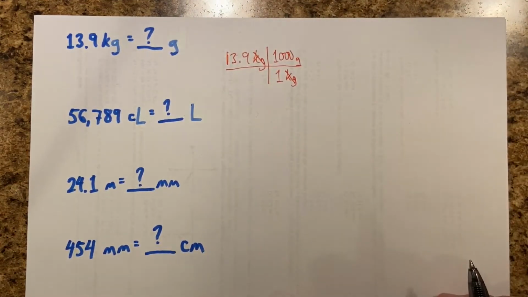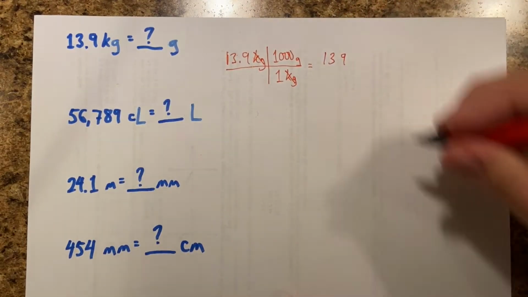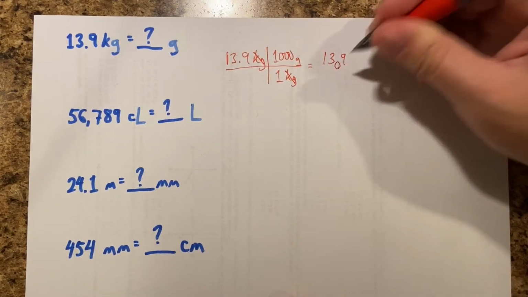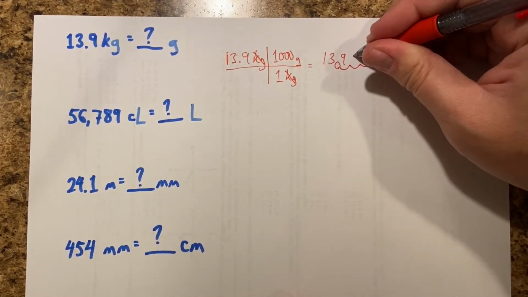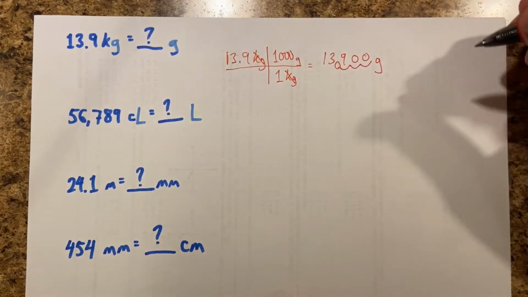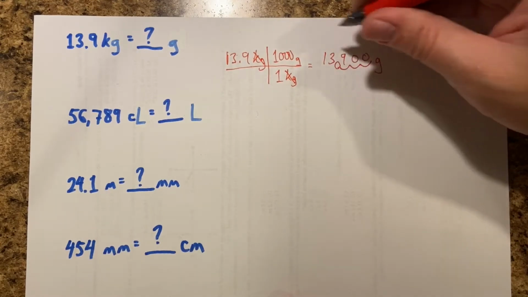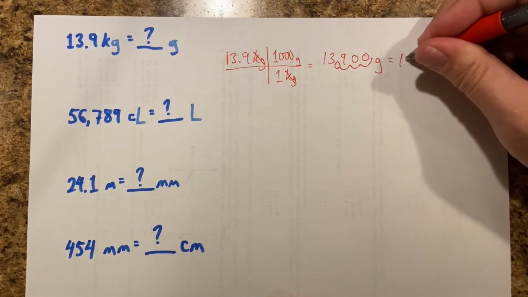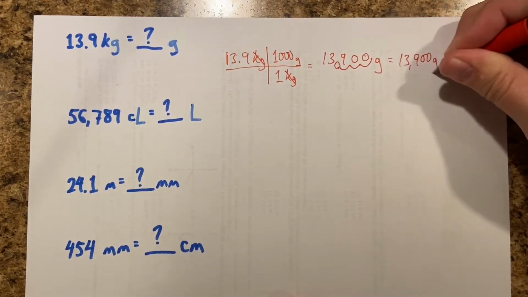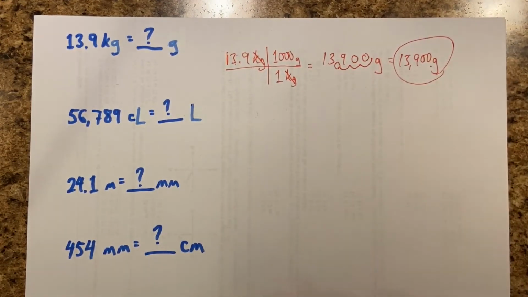13.9 times 1,000. Now, if you type that into your calculator, what you'll find is that our 13.9, the decimal that was right here, is just going to move 3 spaces to the right. Multiplying gets a bigger number. And again, grams as the small unit is going to get the large number, 13,900. So my decimal moves over to here. My final answer, 13,900 grams versus 13.9 kilograms. Small unit, big number.